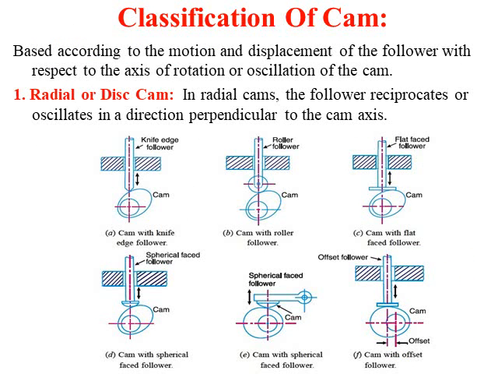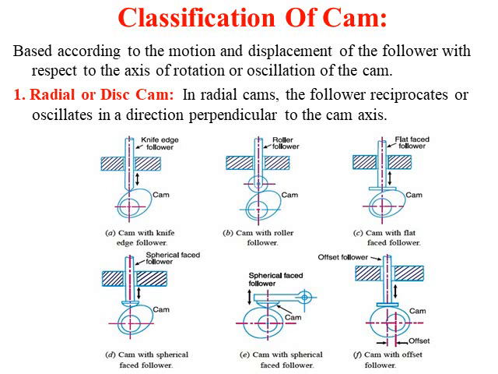Next, in the last few slides we have discussed the classification of followers. Next, we have the classification of cams. Based on the motion and displacement of the follower with respect to the axis of rotation or oscillation of the cams, we have the classification of cams. The first one we have is the radial or disc cam.